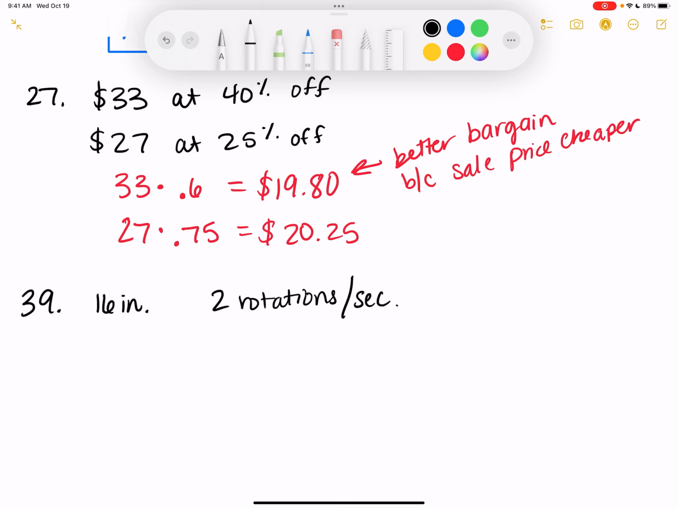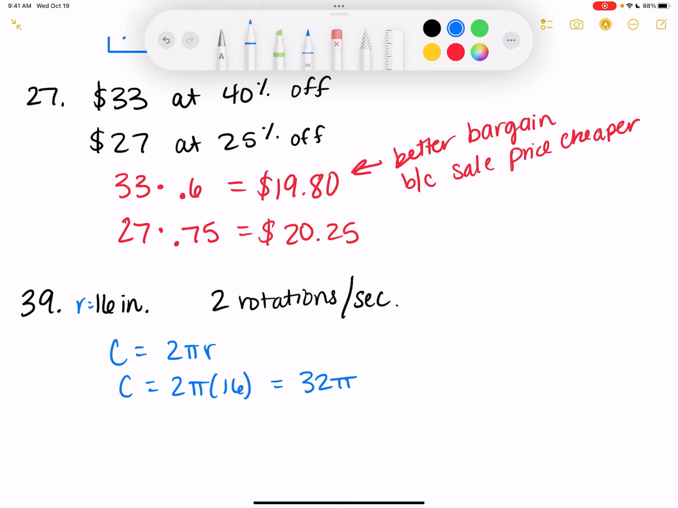Using this, where circumference is equal to 2 pi r, we're replacing r with 16, because the radius was 16 inches. So C is equal to 2 pi times 16, or 32 pi.